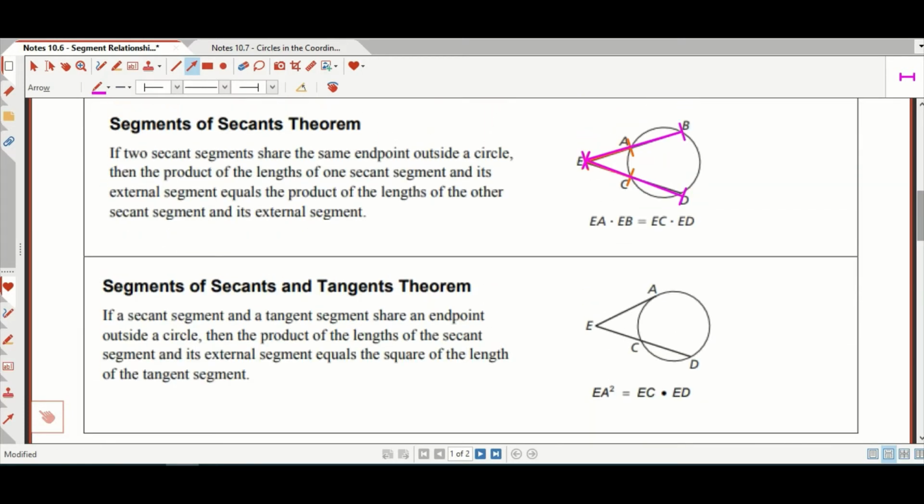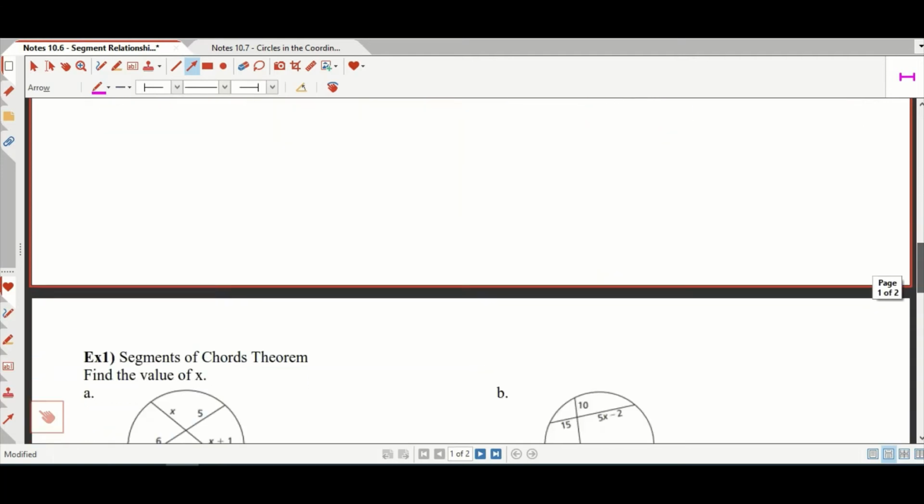And with tangents, it pretty much means the same thing. So EC times ED is equal to EA, and since there is no internal segment, the external segment is the secant segment, EA times itself. EA times EA equals EC times ED. Let's get to it.